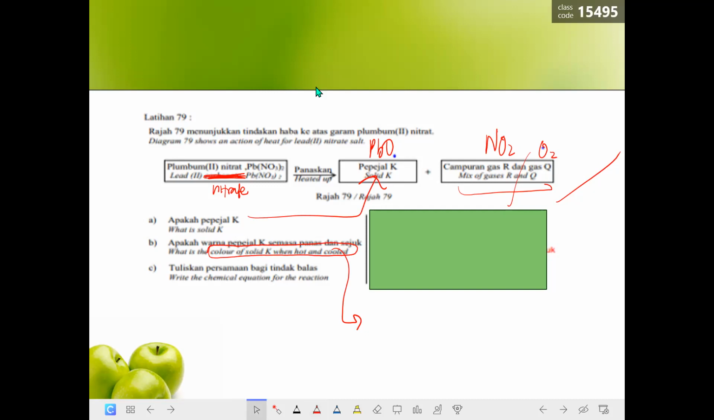Okay, never mind. Hurin, help her, Hurin. Brown when hot, yellow when cold. Correct, very good. Brown when hot, yellow when cold. Excellent, good job. Yeah, so far all of you are doing so well.